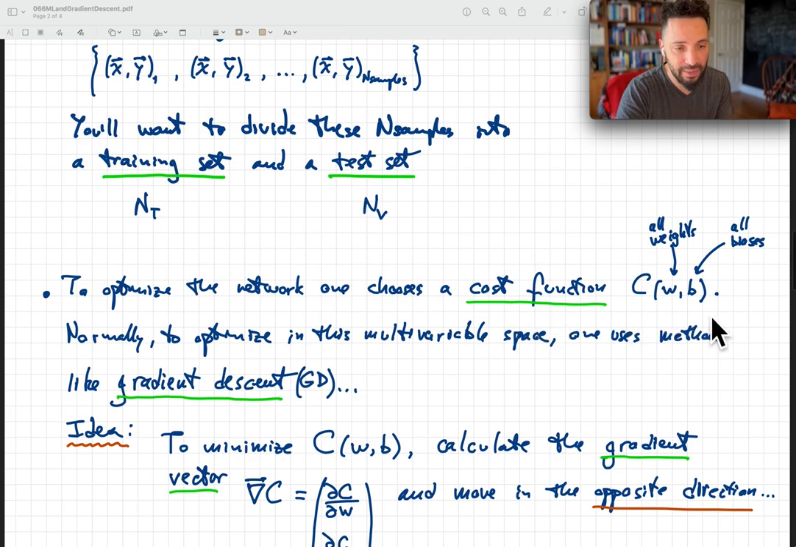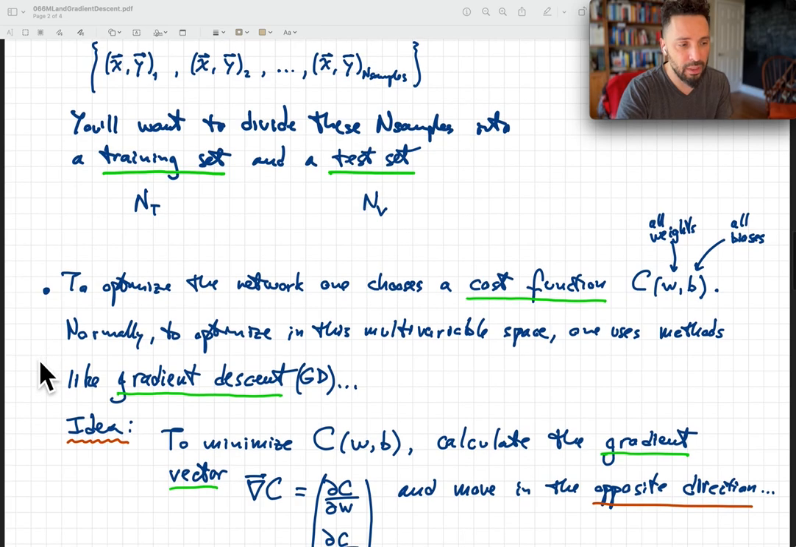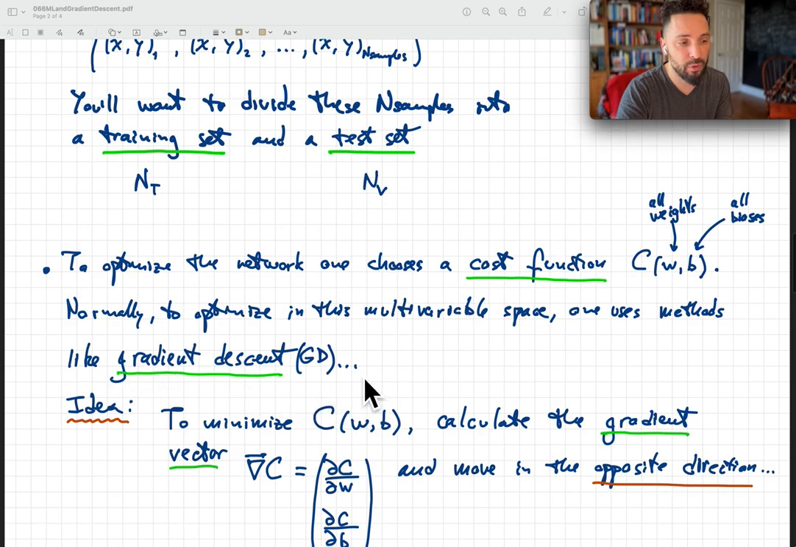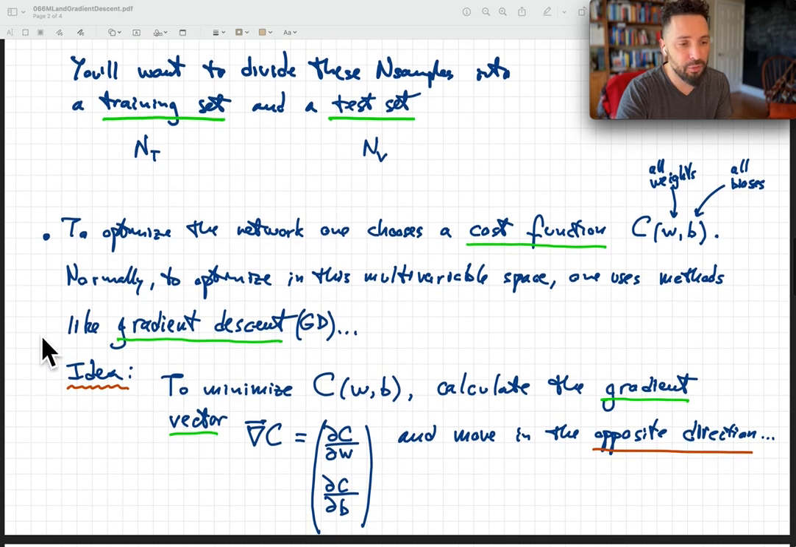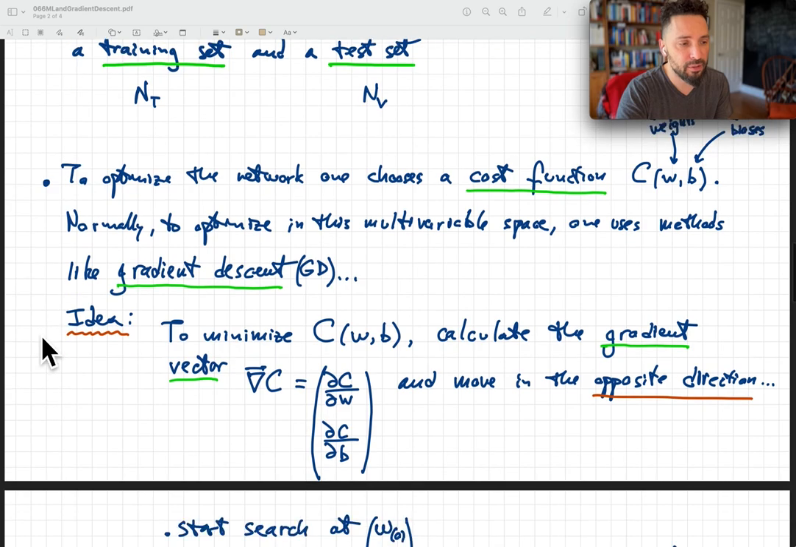To attack this problem of minimizing this cost function, what we have is a multivariable calculus problem. To tackle that problem, we will use the so-called gradient descent algorithm, or that's what one would normally try to use, but we'll see that that is very costly. But first, let's talk about gradient descent.